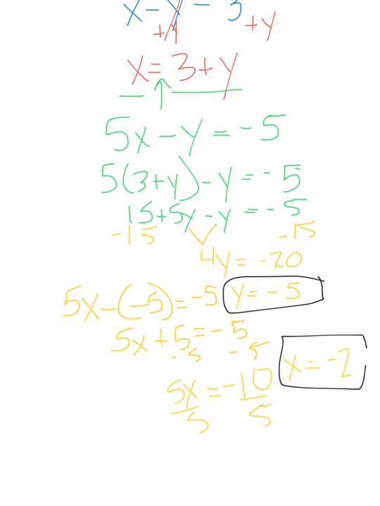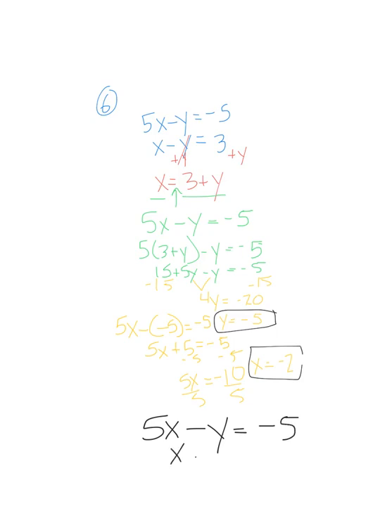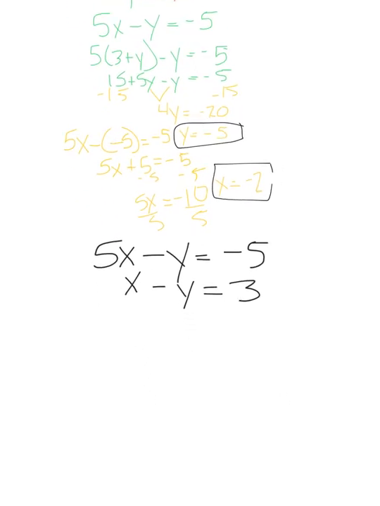Alright, now I'm going to actually go through and show you that instead of solving for x, I could have solved for y initially, and I would have got the exact same answer, so it doesn't matter. So if I go back to those two equations I started with, I have 5x minus y equals negative 5, and x minus y equals 3. So the first time through, I solved it for x. Now I'm going to solve it for y.